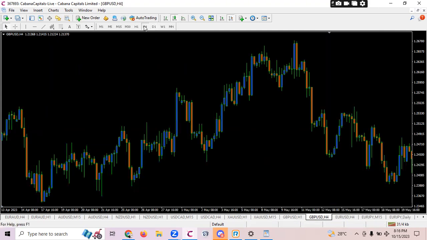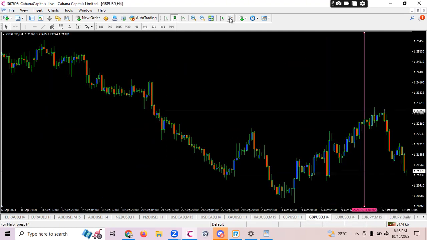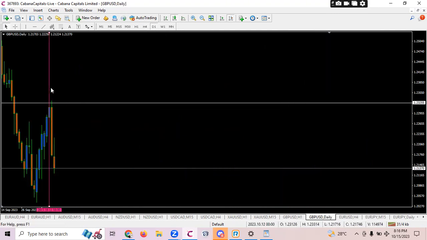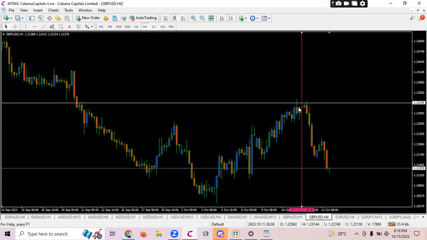So let's go to 4 hour. See what we had on 4 hour. So after the close of, this was the last candle. Okay, yeah, this was the last candle on Tuesday. Yeah, no, Wednesday. Last candle on Wednesday.